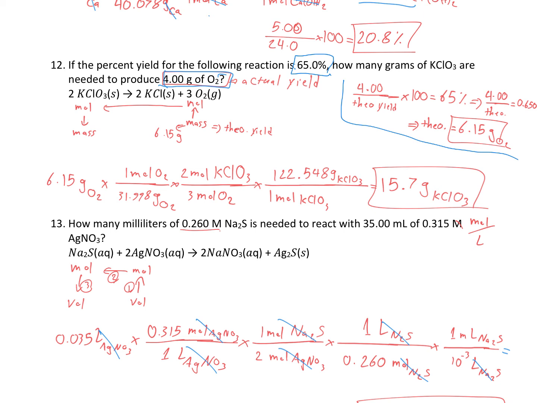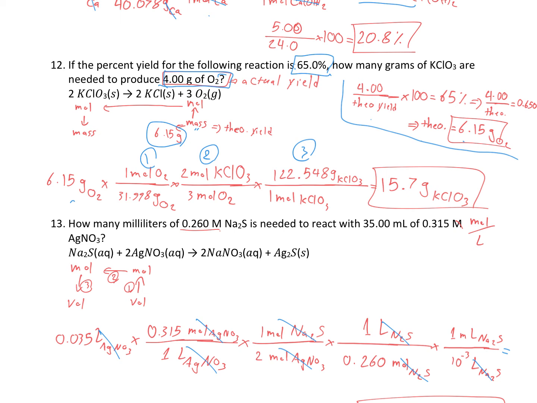So actual divided by theoretical times 100 is percent yield, and you set up this equation and solve it, and you end up with 6.15 gram of O2 as your theoretical yield. So now you have the mass of O2. You just get it from there, and then use the steps that we just discussed, going from mass to mole, use the mole bridge, and then going from mole to mass. And that's what I did. Step 1, step 2, step 3, and then boom, you have the mass of your reactant.